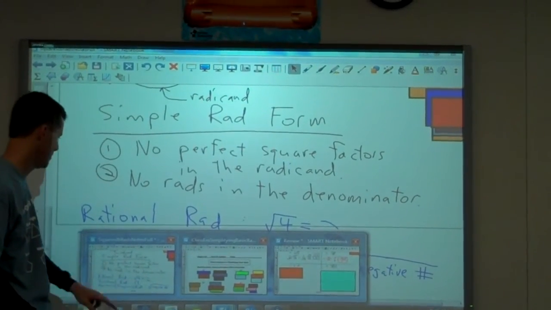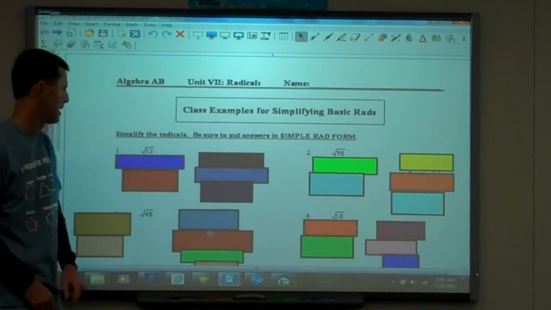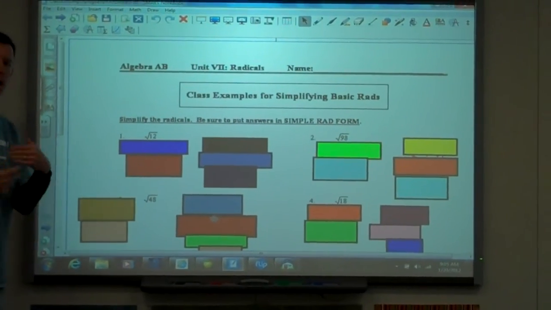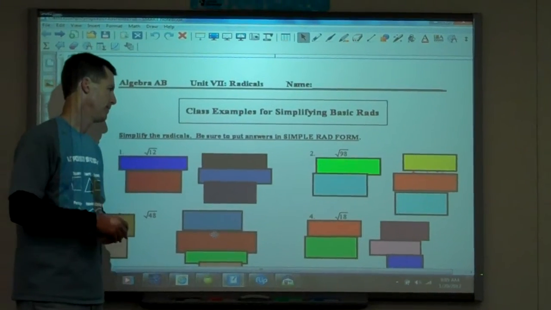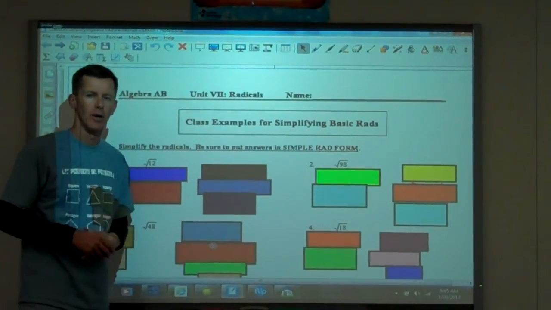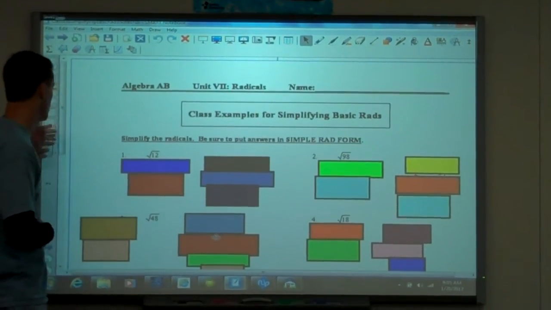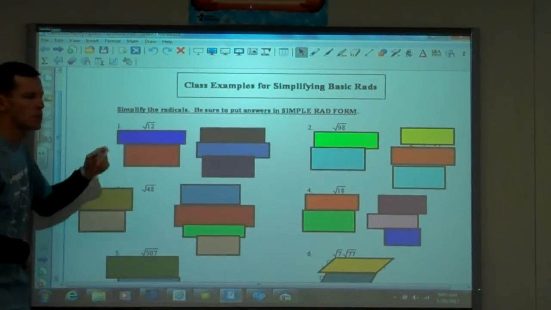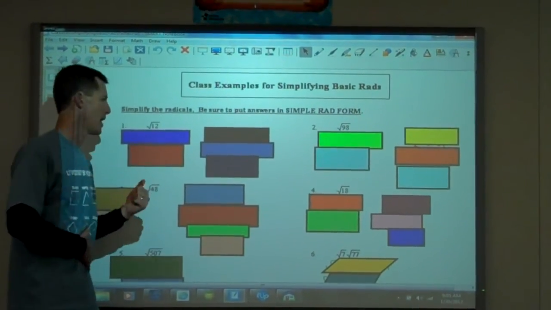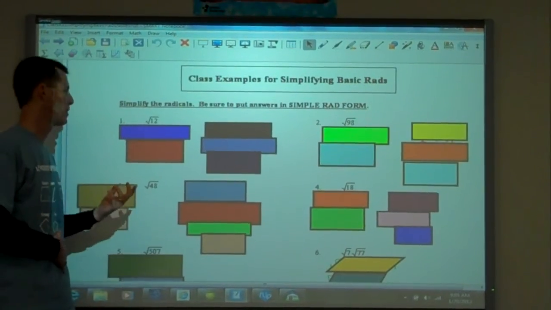So we go to our class examples here for simplifying basic rads. We're not going to do all of these. In fact, this is the same sheet that you've had. You're going to get a practice sheet for part of your homework and classwork. Well, let's start. So square root of 12, is there a perfect square factor in root 12?